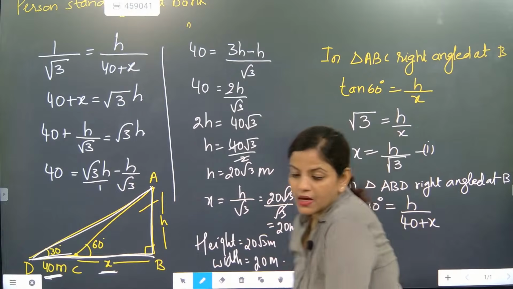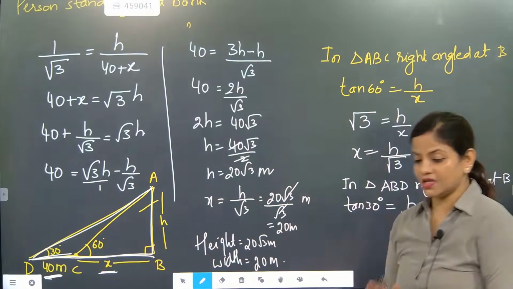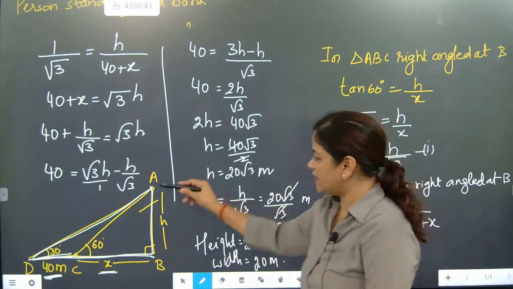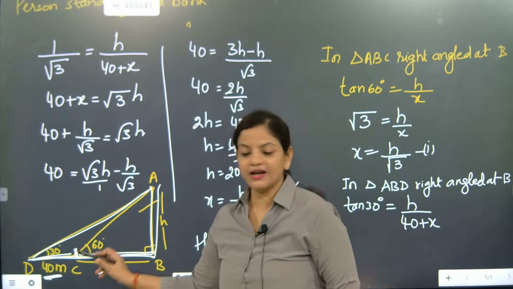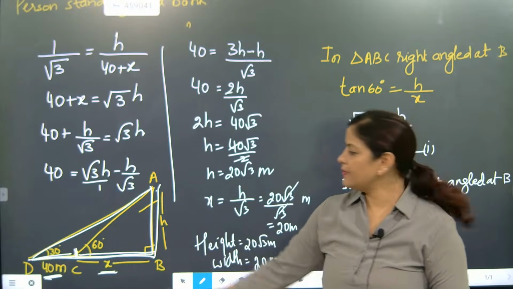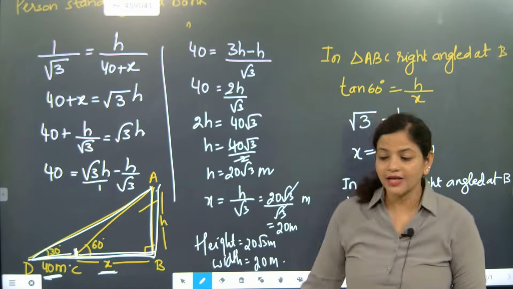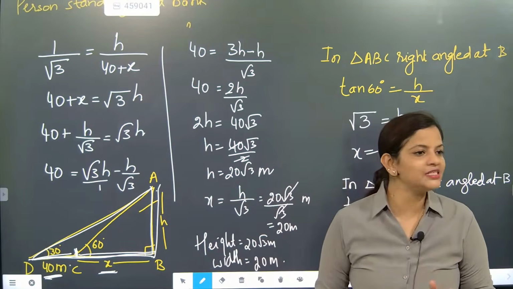20 meter. Now, what happened here, Gopika? What was there in the question is that this was one tree and this is a river. One person is standing here and seeing the top of the tree. Now, when he is seeing the top of the tree, what degree is he making? 60 degree.